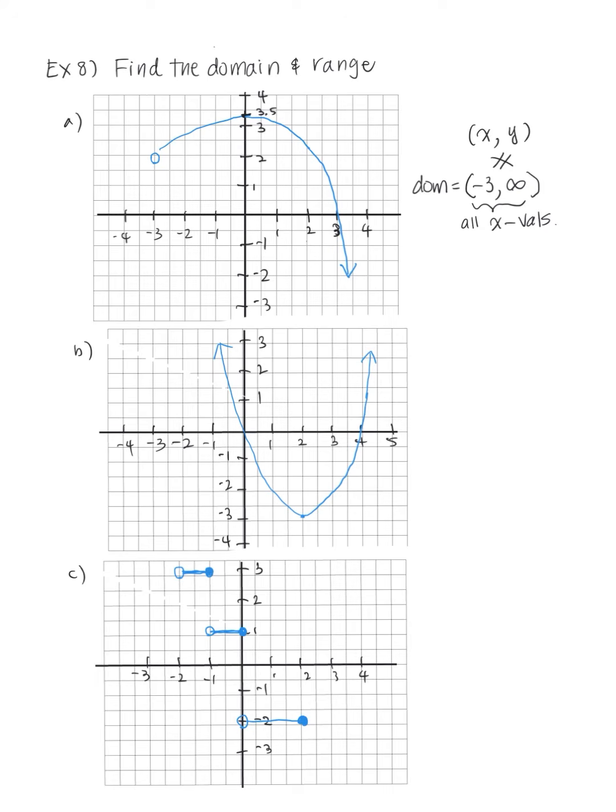So here your range is going to be from negative infinity to 3.5, 3 1/2, same thing, and the graph is defined there, so you're going to have to put a closed bracket. Now again, please note that this is not x comma y, by the way. These are the set of all y values.